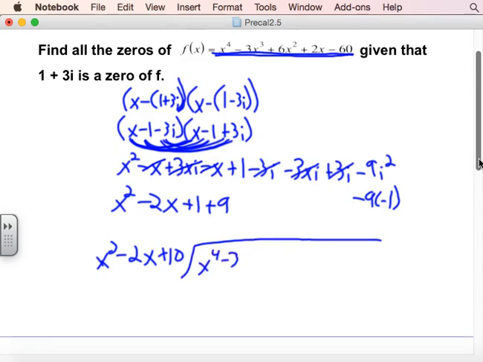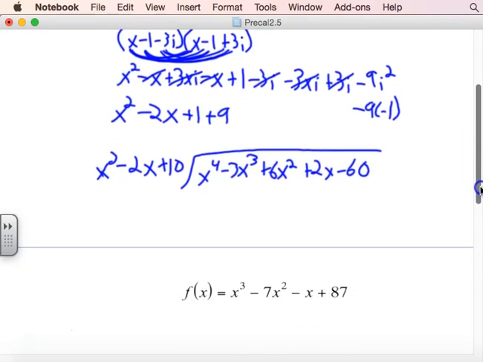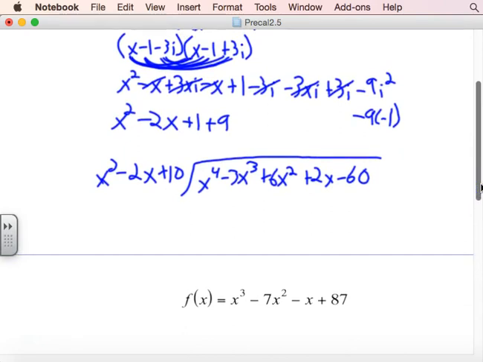x to the fourth minus 3x to the third plus 6x squared plus 2x minus 60. All right, so now we have to figure out what will go into x to the fourth when we put x squared into x to the fourth. What's left? x squared. x squared times x squared is x to the fourth. x squared times minus 2x is minus 2x cubed. And then multiply by 10x squared.